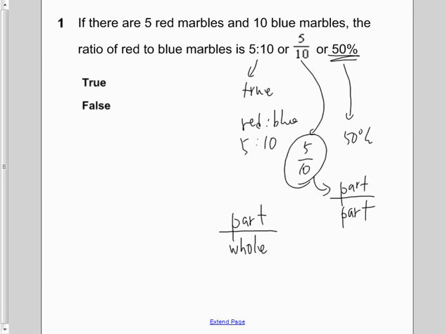And in this case, there are 5 red marbles, which is the part we're looking at, but the whole is 15. There are 15 total marbles, which as a percentage is really 33.3 repeating percent, or a third. So the answer for this question is false.